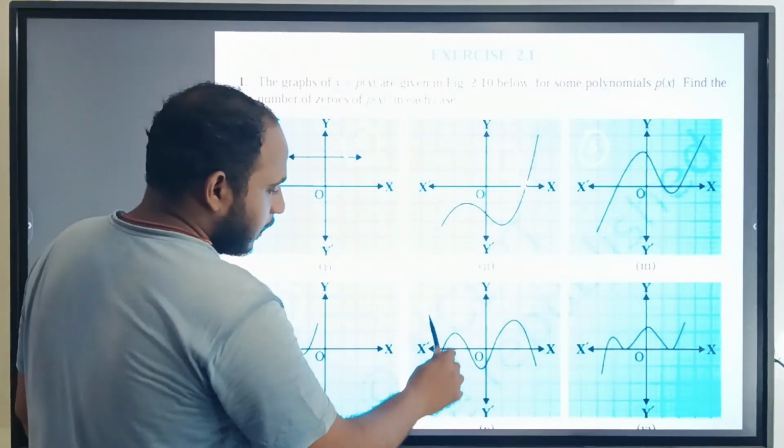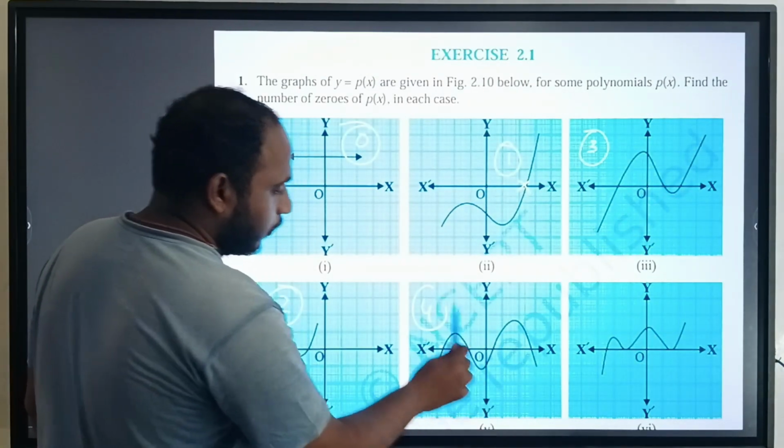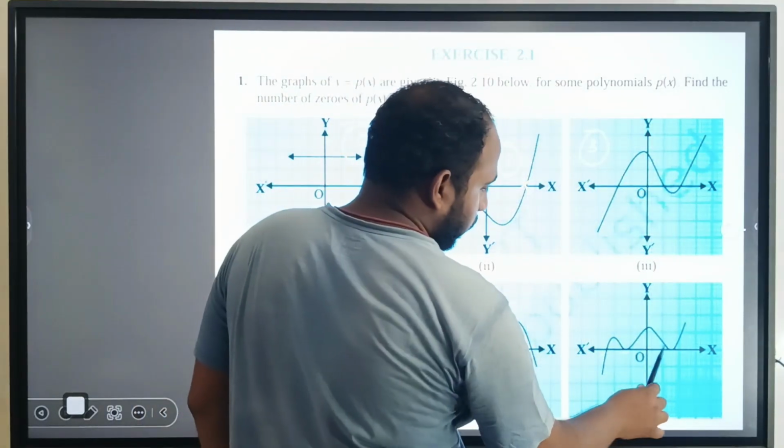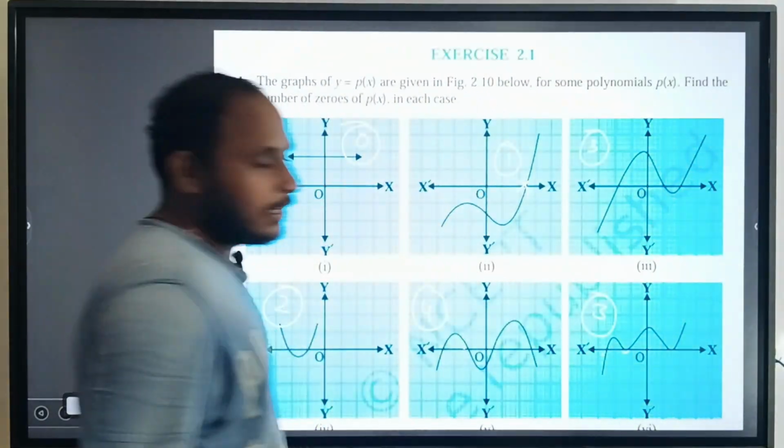Here, the graph cuts the x-axis at 4 points: 1, 2, 3, 4. Therefore, 4 zeros. Here, the graph cuts the x-axis at 1, 2, 3 points. Therefore, this has 3 zeros.